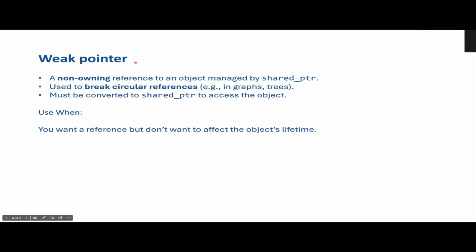Now next is the weak pointer. When you require a non-owning reference to an object managed by a shared pointer, then you use a weak pointer. A weak pointer can access a particular resource, but it does not contribute to the reference count or the object's lifetime. That is why they are used to break circular references. To use weak pointers, they must be converted to a shared pointer first, and then you can access the object. So when to use weak pointers? When you want a reference, but you don't want to affect the object's lifetime.